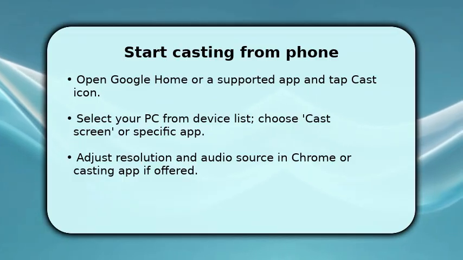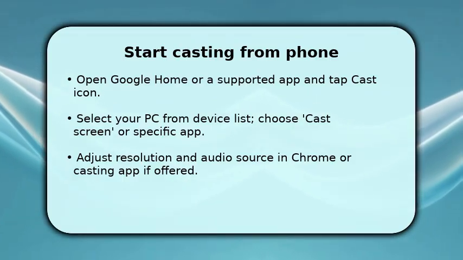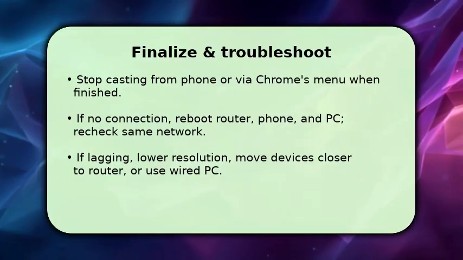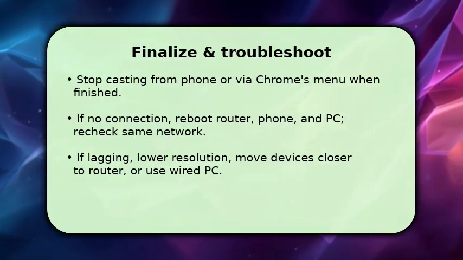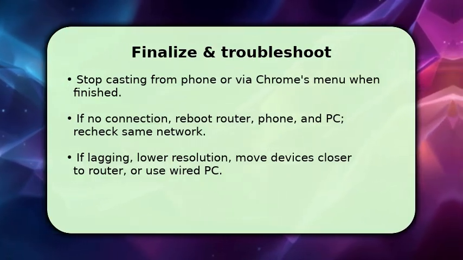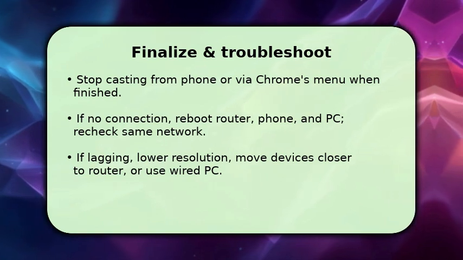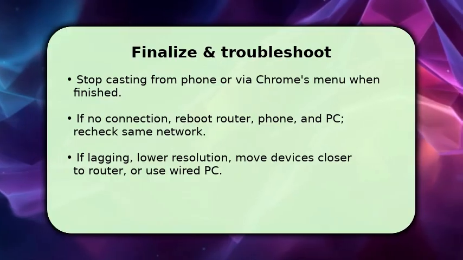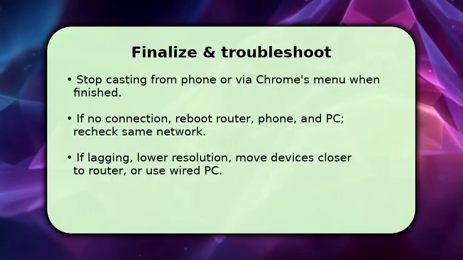Once connected, monitor audio routing and close unnecessary apps to keep bandwidth free. To finish, stop casting from the phone's cast control or use Chrome's menu on the PC to end the session. If the PC never appeared, reboot the router, phone, and PC, then confirm both devices rejoin the same Wi-Fi network. This fixes most discovery failures.